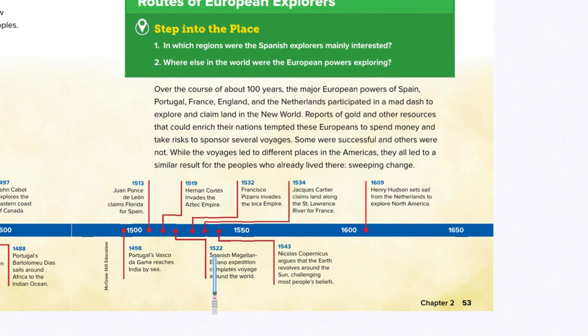I mean, think about it. 1522, there were no satellites to help them navigate. There were no cell phones, nothing. So they were on their own for quite a while to do it. Impressive.